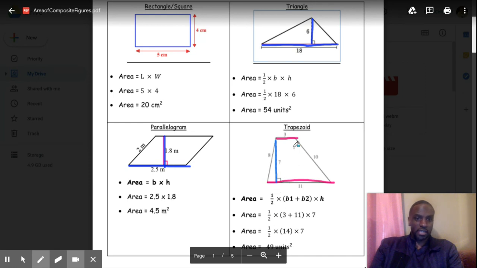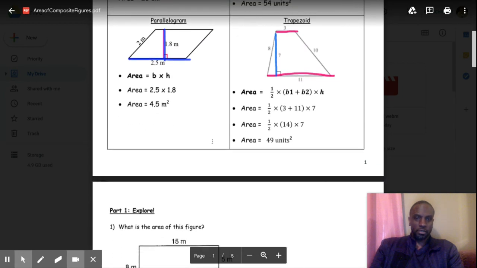So these are your bases in red. This is your height in blue. Area equals 1/2 times base 1 plus base 2. Add those together and times it by the height. So in this one, the top base is 3, the bottom base is 11. 3 plus 11 is 14. 14 over 1 times 1/2 gives you 14 over 2. 14 over 2 is a division problem. 14 over 2 is basically 7, and 7 times 7 is 49. So as you can see here, the area of this shape is 49 units squared.